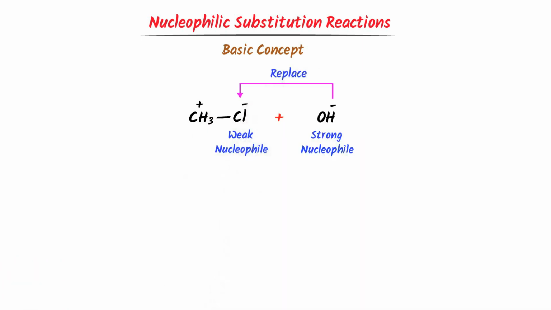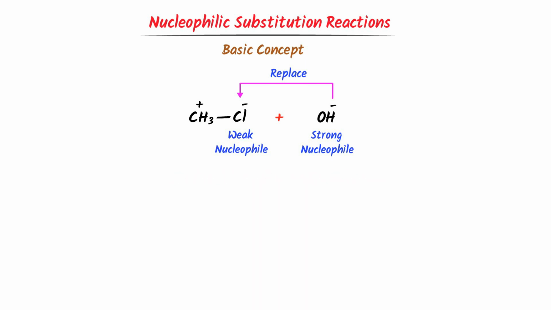Let me repeat it. This strong nucleophile will replace this weak nucleophile. Because we all know that strong people always rule over weak people. This is a substitution reaction, or replacing one nucleophile by another nucleophile. That's why we call it nucleophilic substitution reaction.